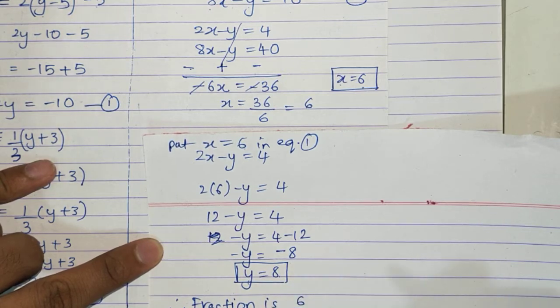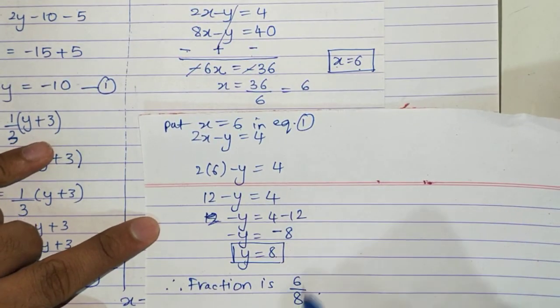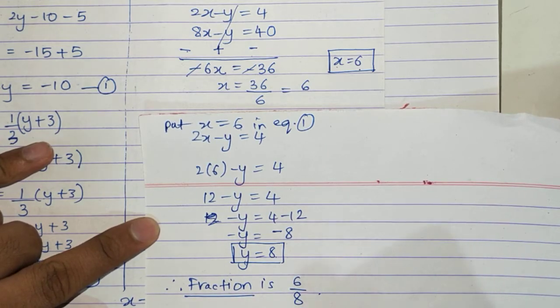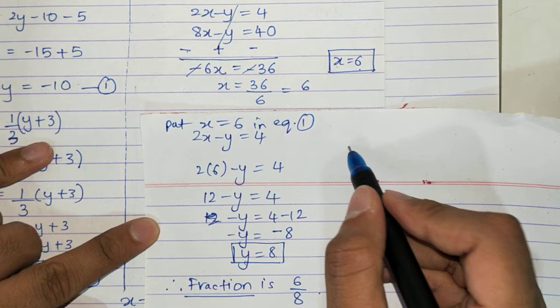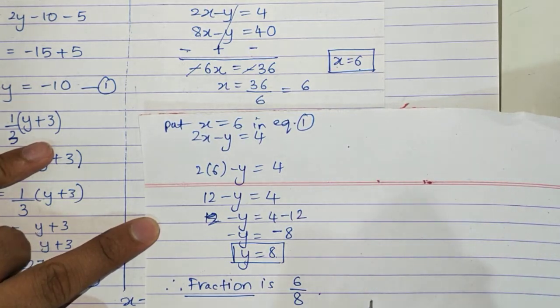6 upon 8. Understood? Don't cancel it further. Keep it like that. When you cancel it, the final form which you get is called a ratio. That is not what is asked of you.